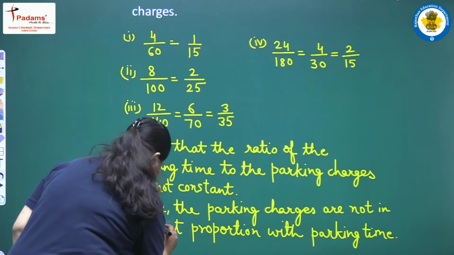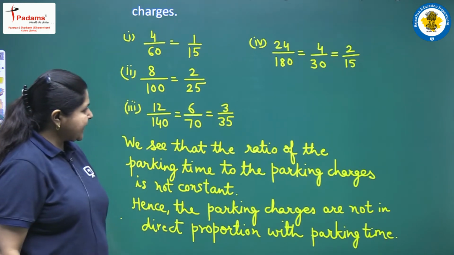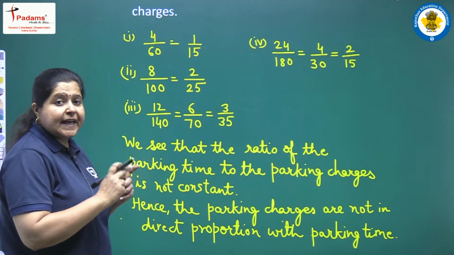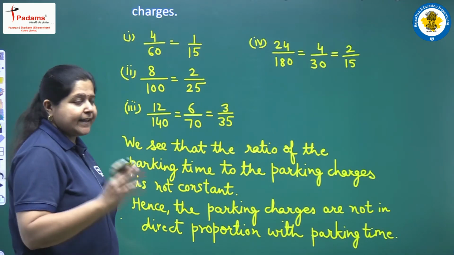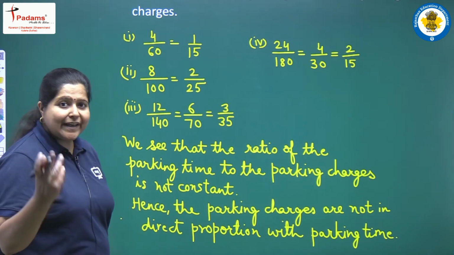Is it okay? I hope the question is very much clear. Now we can take up the next question. Remember, the ratio should be constant every time between the two values that we are taking, और यहाँ पे ratio same नहीं है, that means it is not a case of direct proportion.